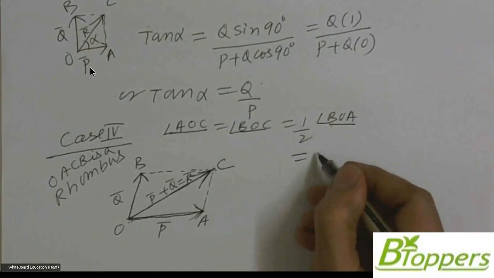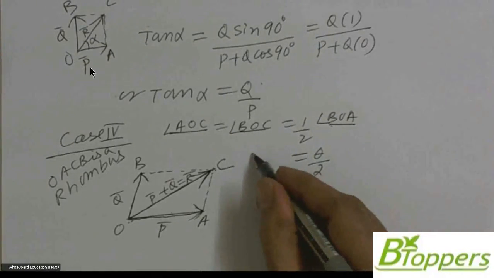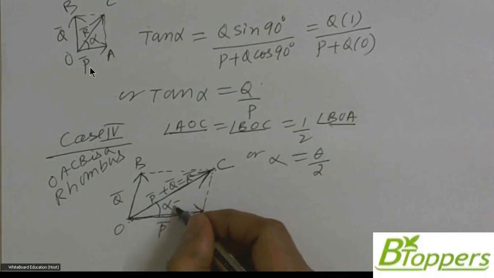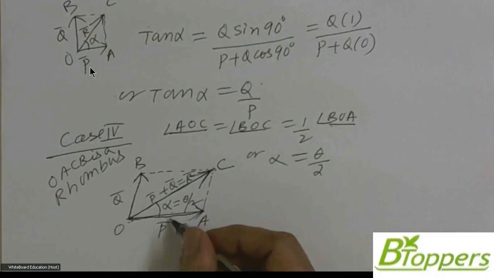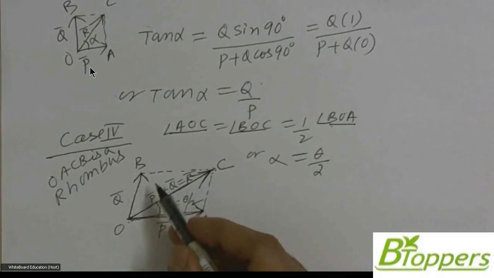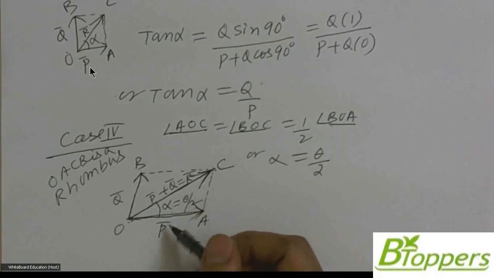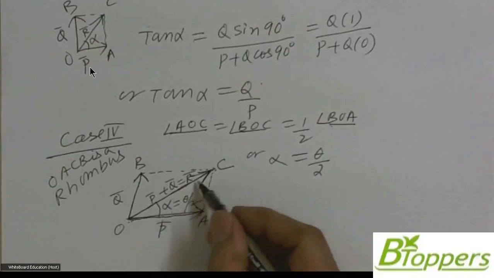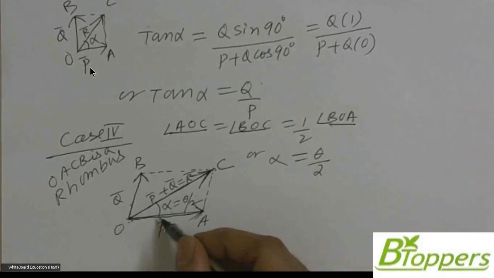The angle BOA is written as theta, which represents the angle between the vectors P bar and Q bar. That means in this case, the angle alpha made by the resultant vector will be equal to half of the angle between P bar and Q bar. That means, in general, if two vectors having the same magnitude have different lines of action as shown in the figure, the direction of their vector sum or resultant bisects the angle theta between the two vectors.